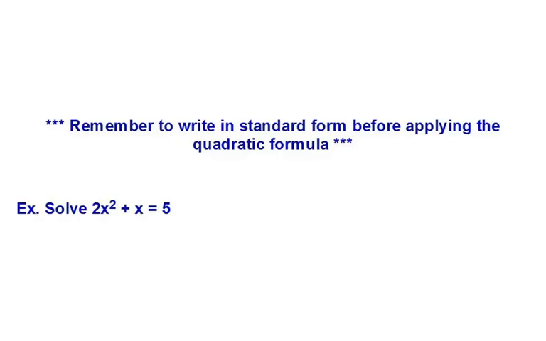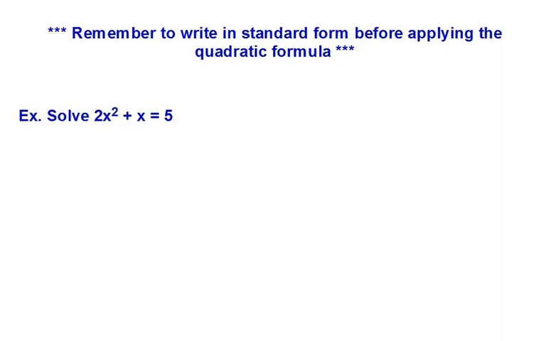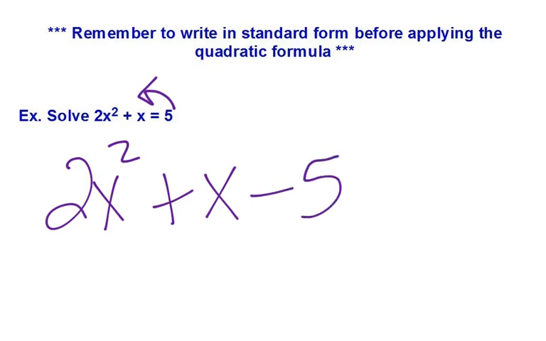Remember that if you're going to use the quadratic formula, you need to write it in standard form first, which means everything's on the same side, and then you go x squared and x and then the constant. So this one, the 5 needs to move, and you need to have 2x squared plus x minus 5 equals 0. Before you start working with the quadratic formula.